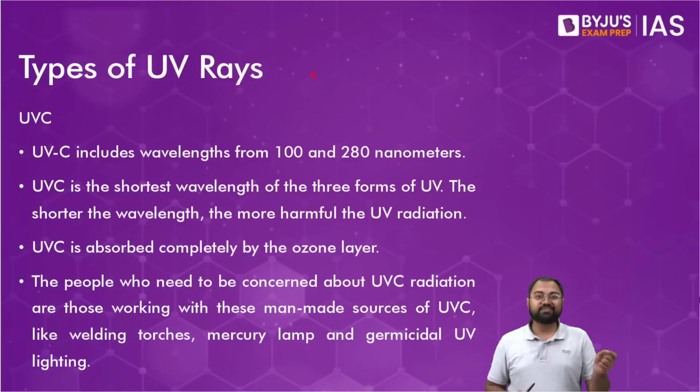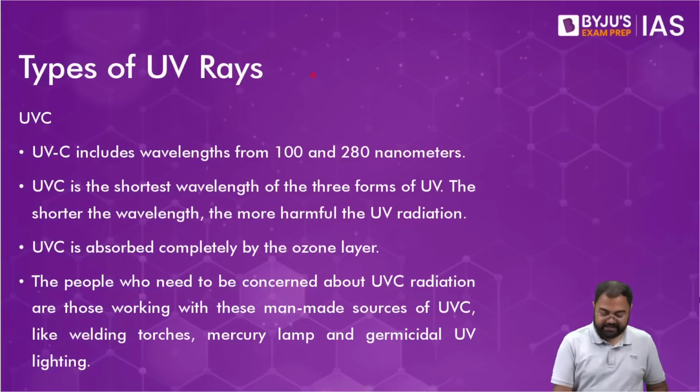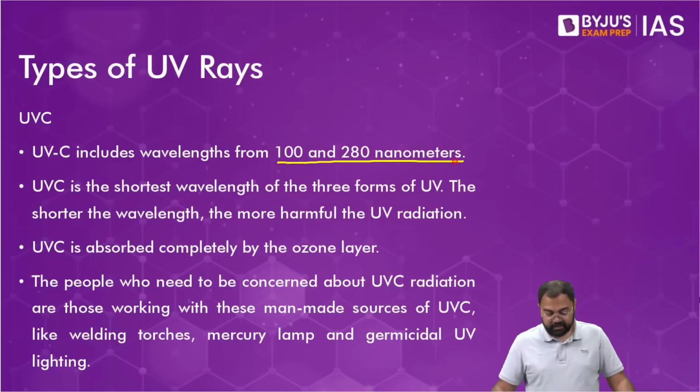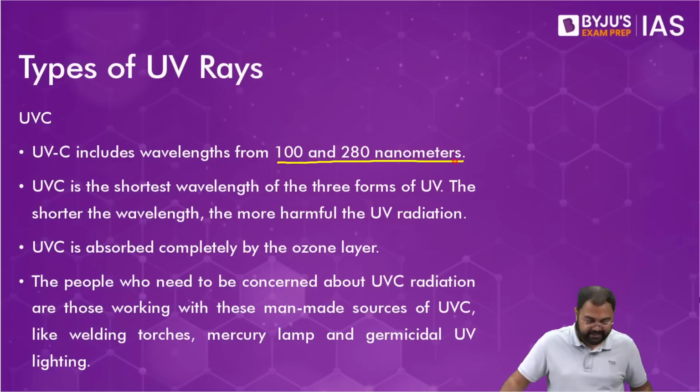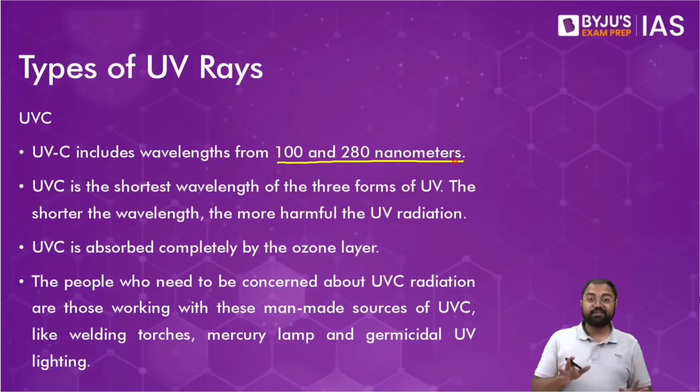First one is UVC. Now UVC has a wavelength between 100 to 280 nanometers. All right, 100 to 280 nanometers. Now in case of UVC, we are talking about wavelengths that are the shortest. I mean, among the UV rays, this is the shortest. So because shortest wavelength means highest energy, means highest frequency, means highest harmful also.